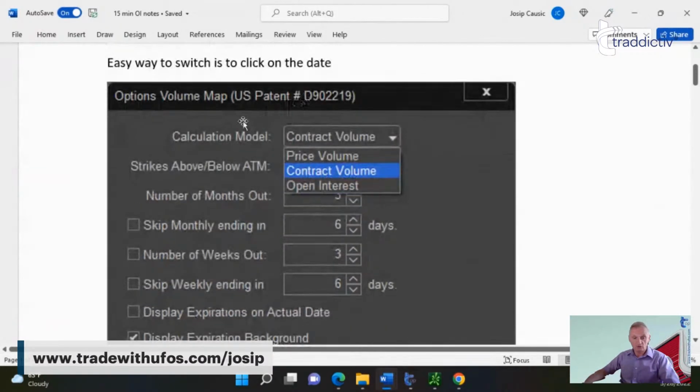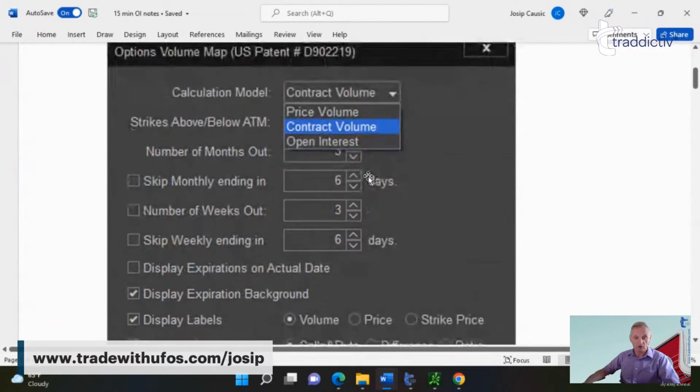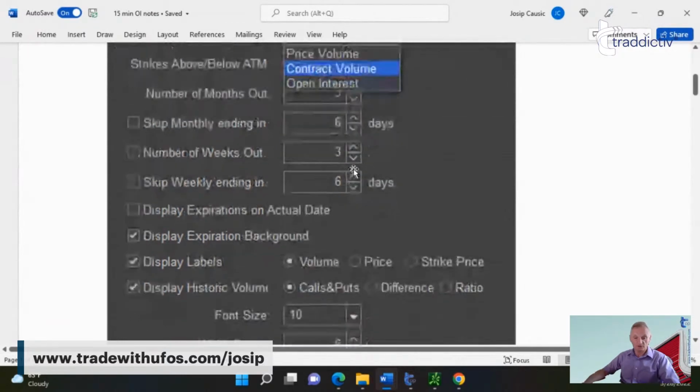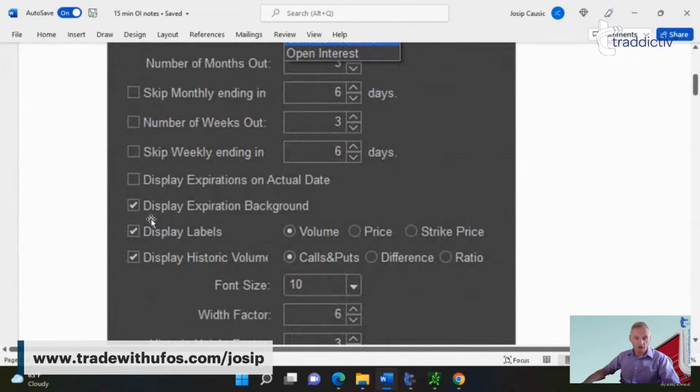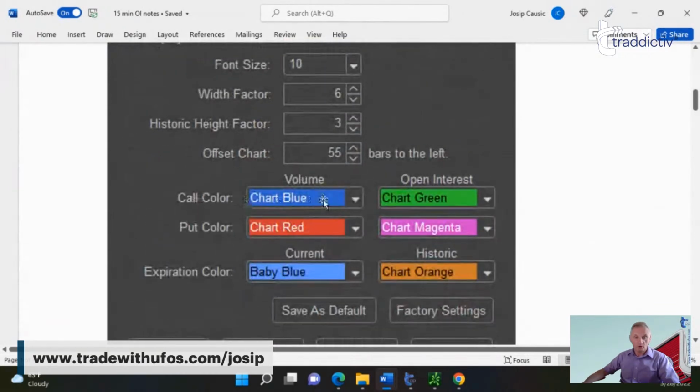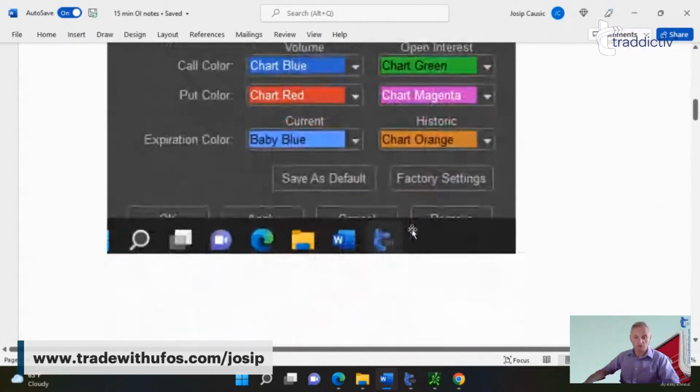And it's easy to switch. The first line that populates is a calculation model. By default it's set on the contract volume, and if you switch to the open interest, it's a second line below. Then down here you choose what you want to display, by putting a check mark or not. Be aware that the volume that populates by default on the black background is going to have blue for calls and red for puts. When we get to open interest, it's going to be different.